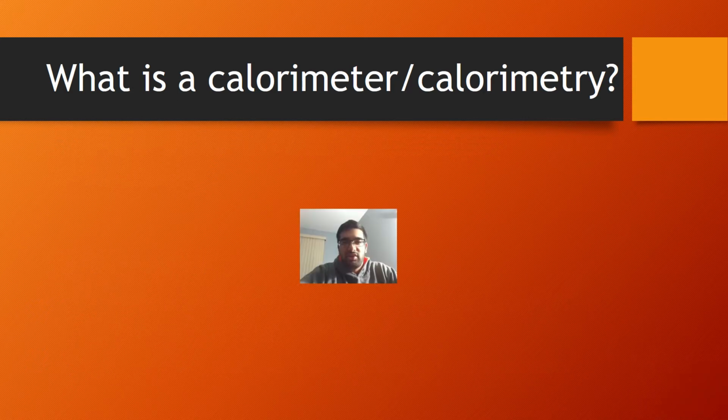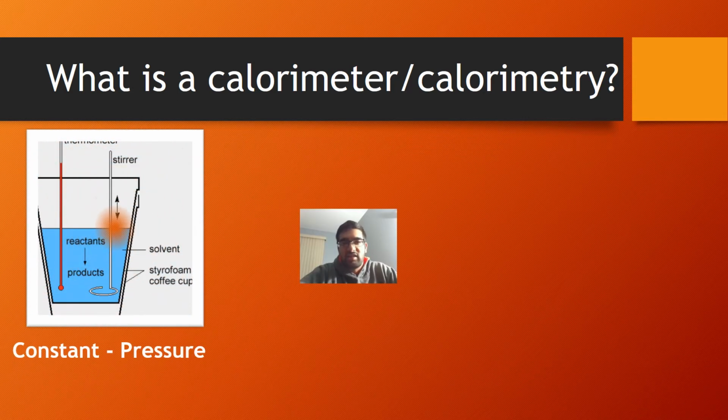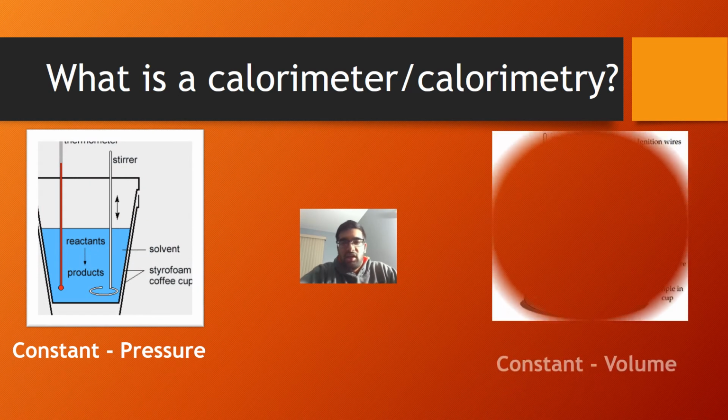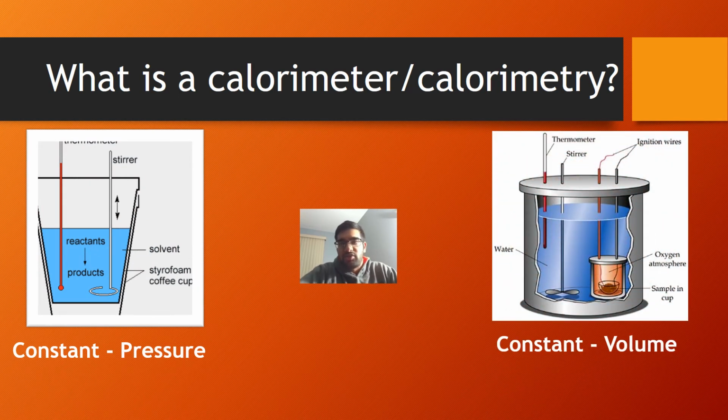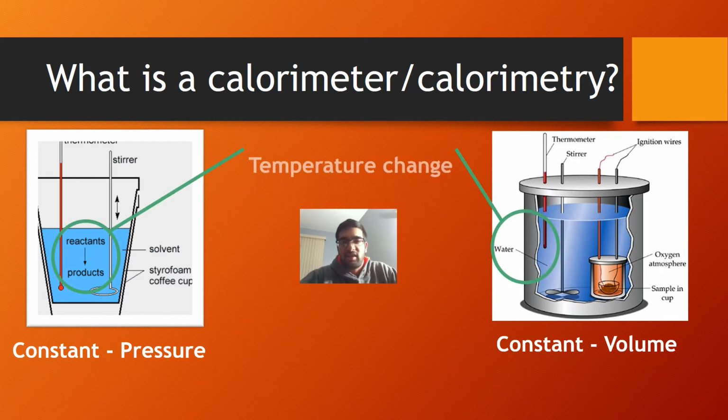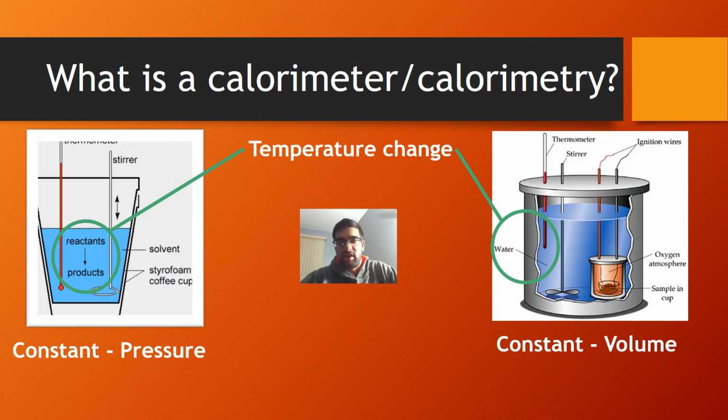And there are two different types of calorimeters. There's a constant pressure calorimeter and a constant volume calorimeter. And a constant volume calorimeter is called a bomb calorimeter, which we'll talk about tomorrow. But basically, what's going on with both of these calorimeters is that there's a reaction going on inside a container. And that reaction produces a temperature change. And that temperature change is measured through a thermometer.